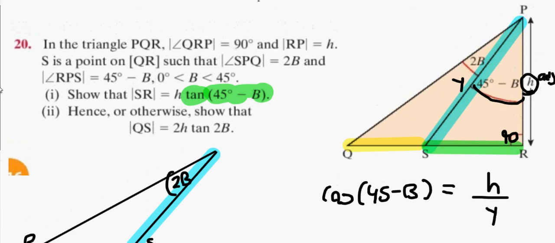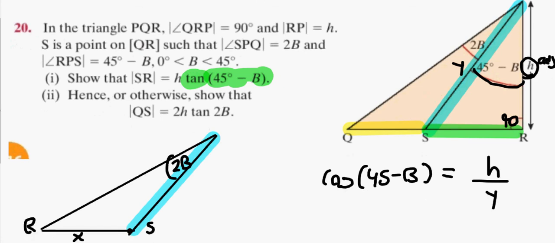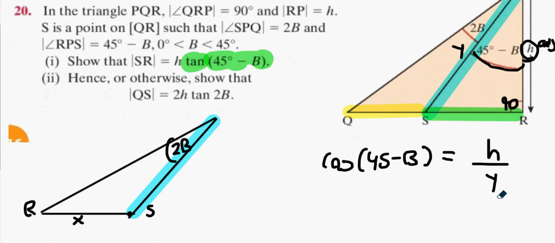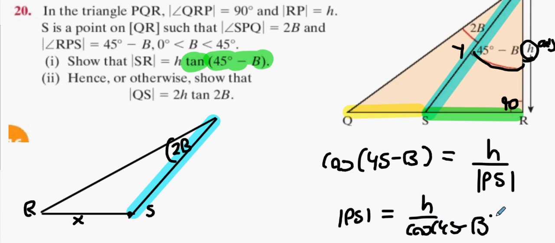Y is P to S, isn't it? Yeah, I'll just use P to S then. Sorry for the confusion. So what's P to S on its own then? Okay, now that's good news. So it's H divided by cos 45 minus B.